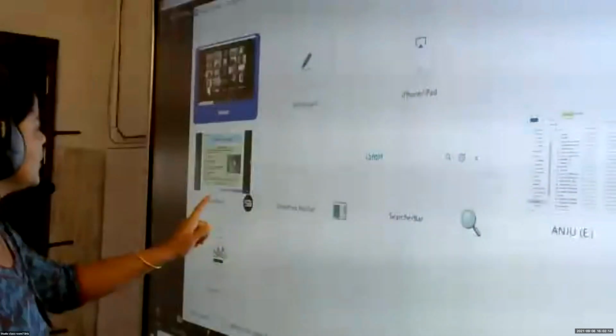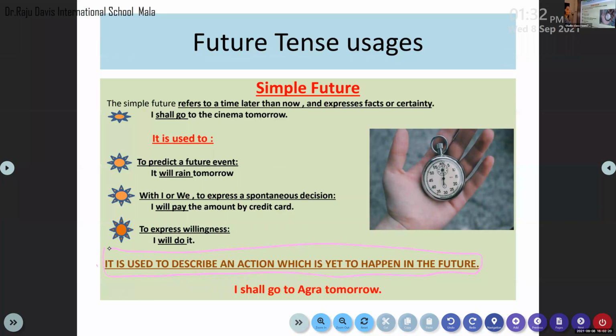So let us see the concept called simple future tense once again. I have told you we can use simple future tense to describe an action which is yet to happen, which has not happened, which is going to happen in future. Example: I shall go to Agra tomorrow. I'm planning to go to Agra tomorrow.